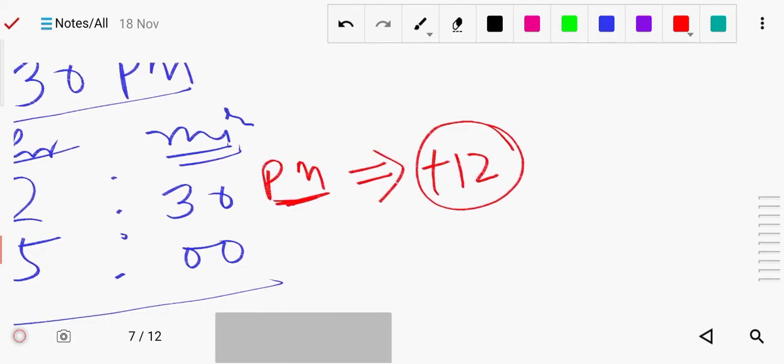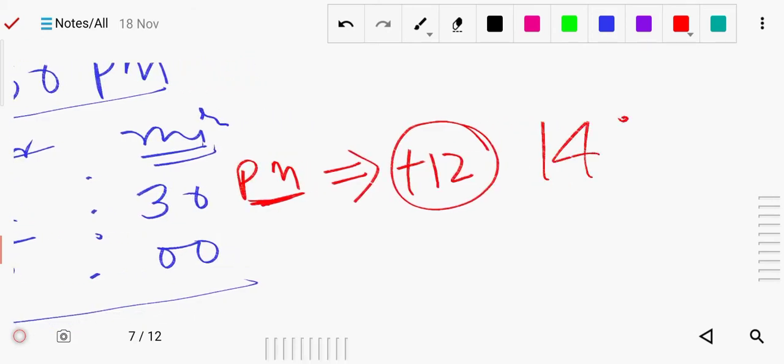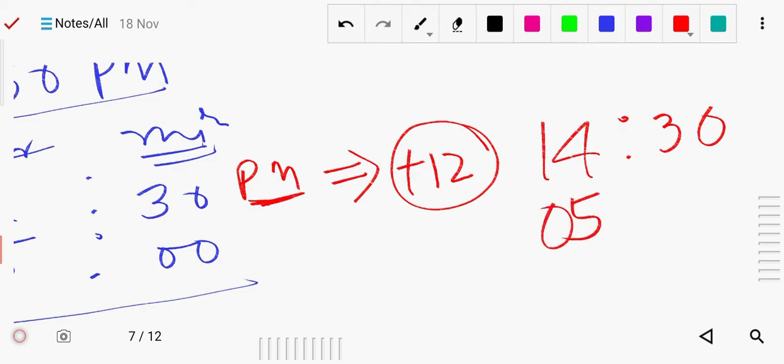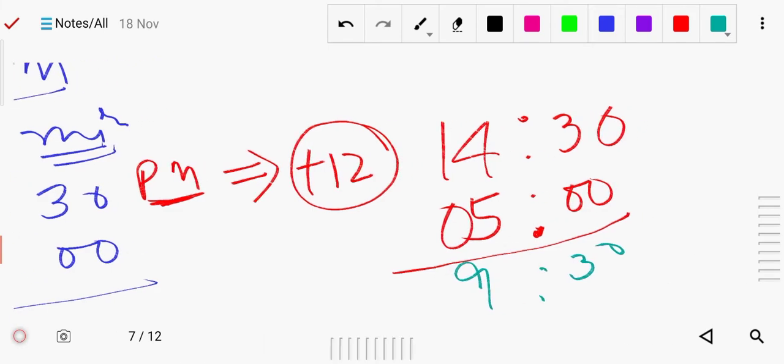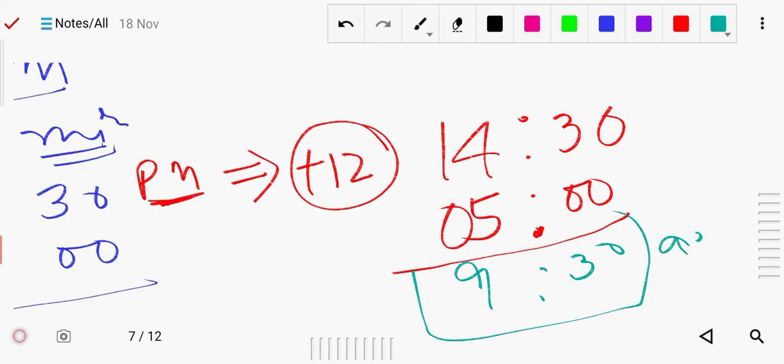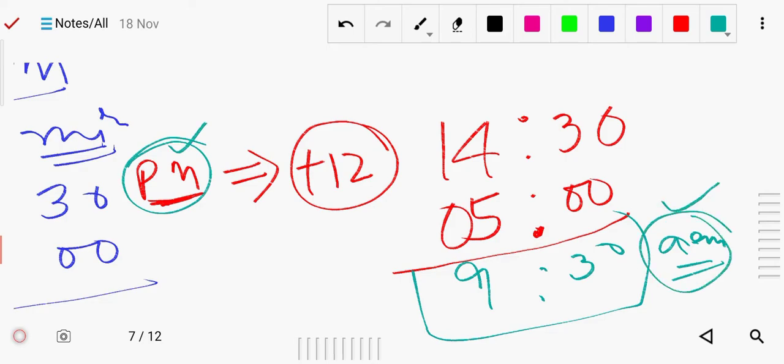So 12 plus 2 is 14, and here is the 30, and 5 you have to subtract. So you can subtract here easily. This will be the 30, and here it will be the 9, so 9:30. This 9:30 is actually in the AM, and I told that when the question is in PM, the answer will be in AM. Got it. So 9:30 AM is your answer.